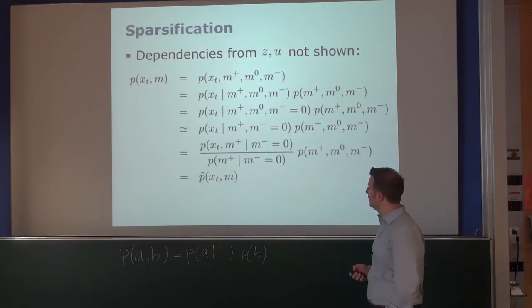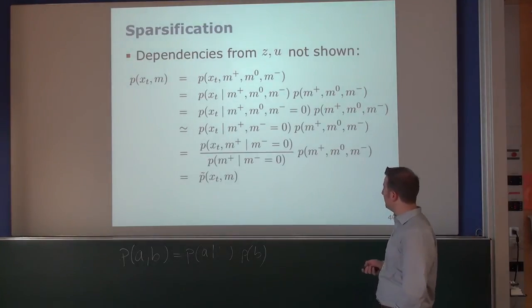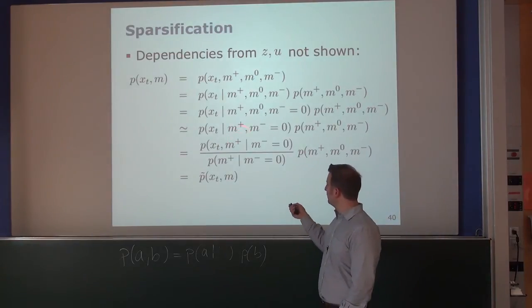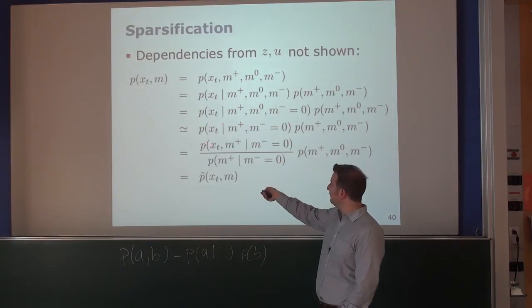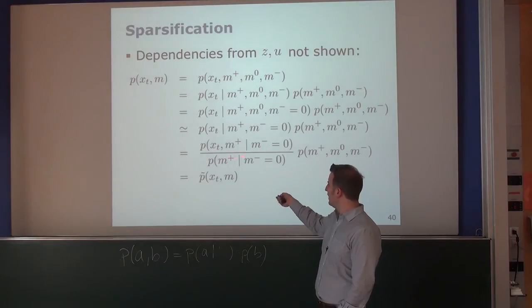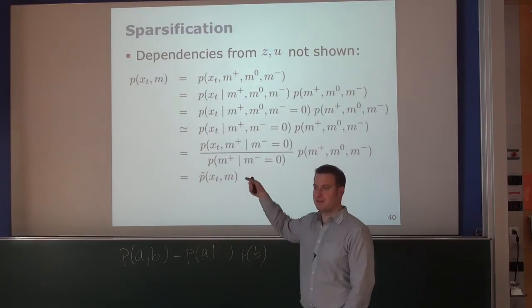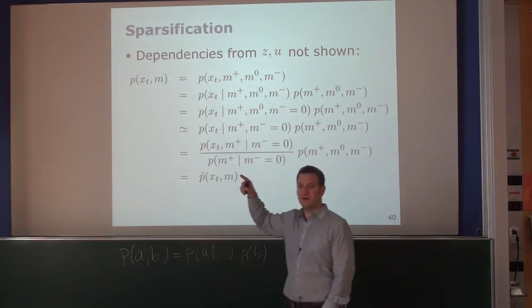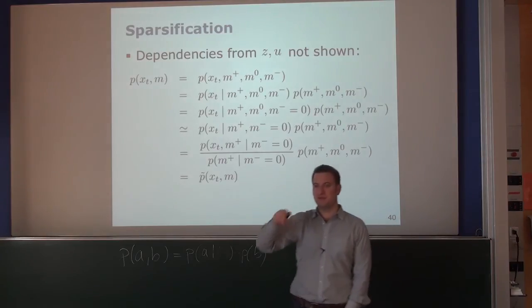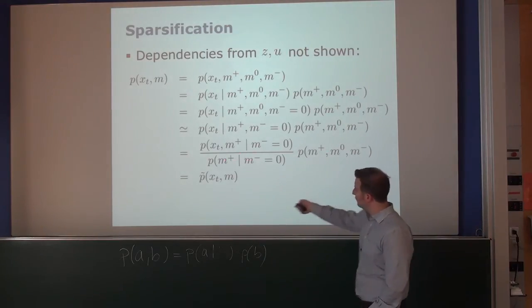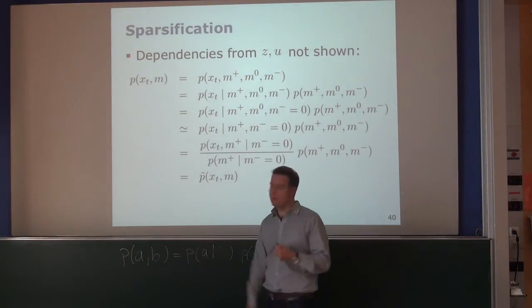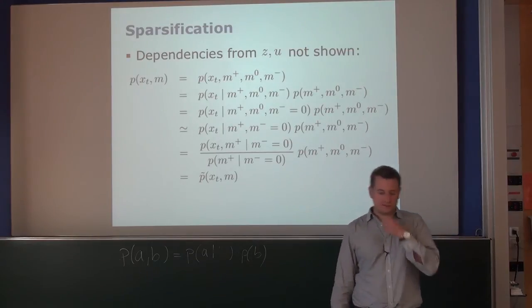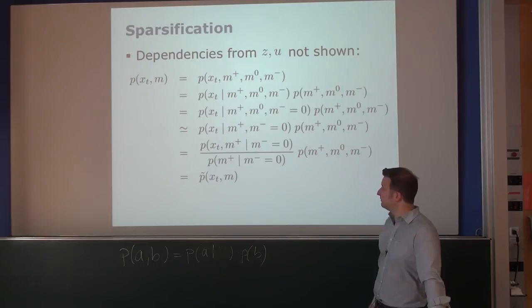And what I then can do is rewrite that in a similar way to what we have done before. This term stays exactly the same, and this term over here can be rewritten as the joint belief of xt and m plus given m minus equals 0, divided by m plus given m minus equals 0. This is exactly the same thing we had with this c before, p of c divided by p of c. This exactly leads to this expression over here. And this is now my sparsified belief, p tilde of xt and m.